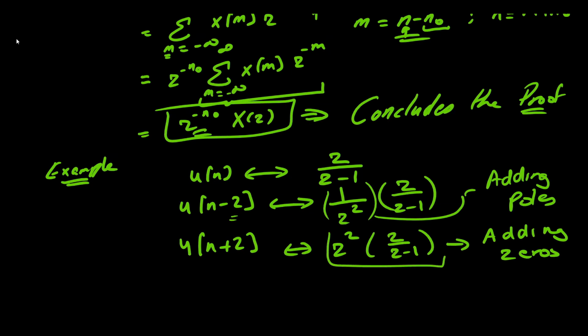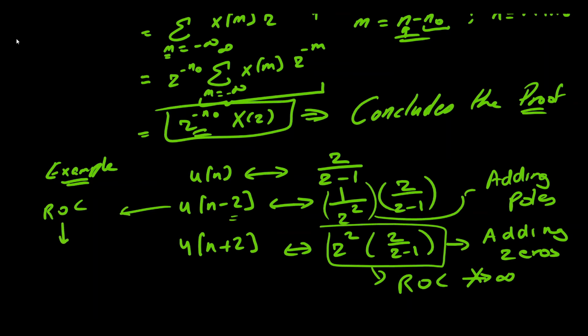So for this to converge, ROC does not contain infinity. And for this to converge, ROC does not contain 0. So therefore, by looking into the delays or advances, we need to make appropriate changes for the ROC.